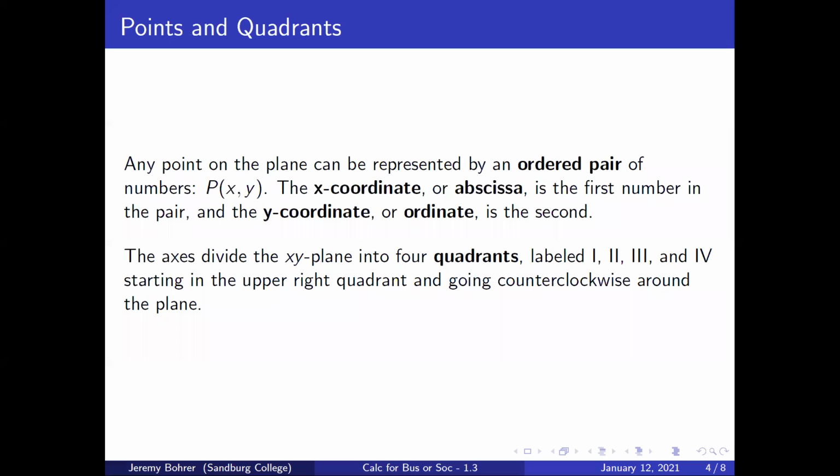Any point on the plane can be represented by an ordered pair of numbers, P(x, y). The x-coordinate, or abscissa, is the first number in the pair, and the y-coordinate, or ordinate, is the second. The axes divide the xy plane into 4 quadrants, labeled 1, 2, 3, and 4, starting in the upper right quadrant and going counterclockwise around the plane.